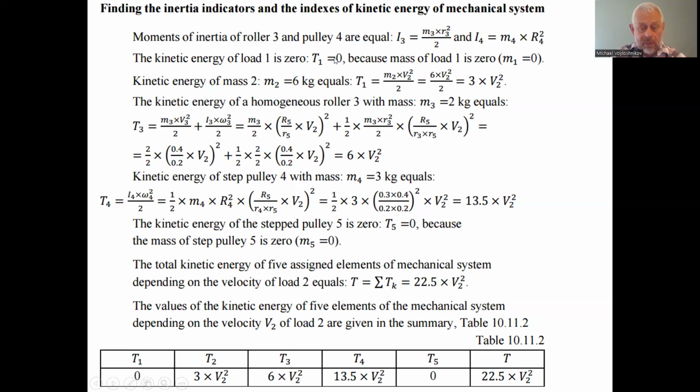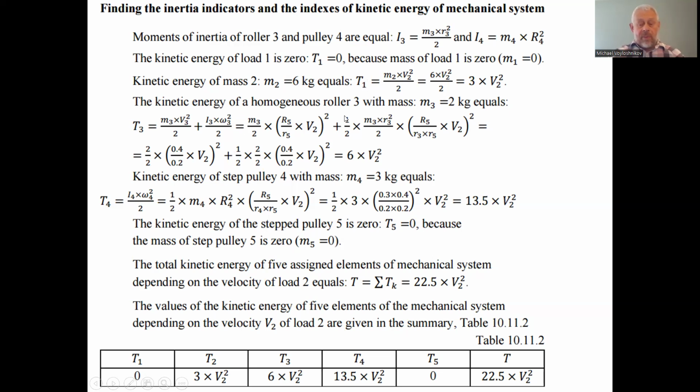The first load is of 0 mass. This has to be the second load. The second load is 3 by, in the summarizing table, 10, 11, 2. We have T2, the kinetic energy of the second load measured with the mass. We have 3 by V2 squared. Yes, I'm sorry for this error. It has to be 2 here.